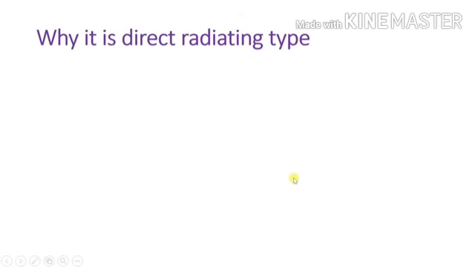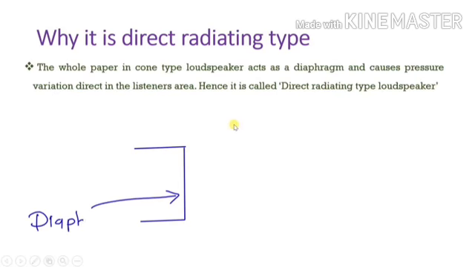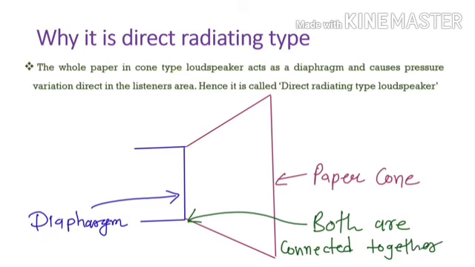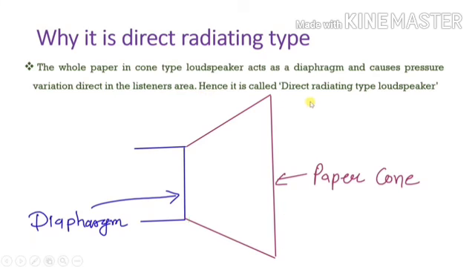Now let us see why it is referred to as direct radiating type. In the explanation I have told that the diaphragm is connected with the paper cone. So the paper cone as well as the diaphragm both are vibrating and both are generating sound. So it generates sound directly from the cone. That's why this type of radiation of sound by the loudspeaker is referred to as a direct radiating type loudspeaker.